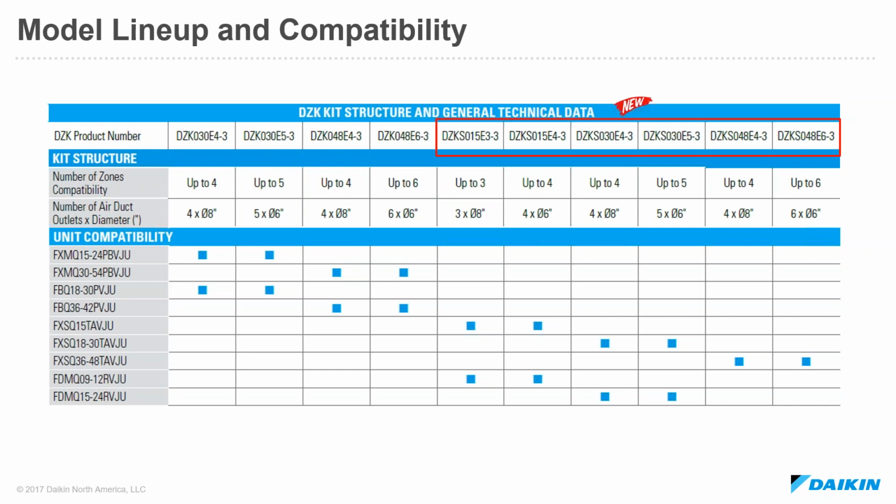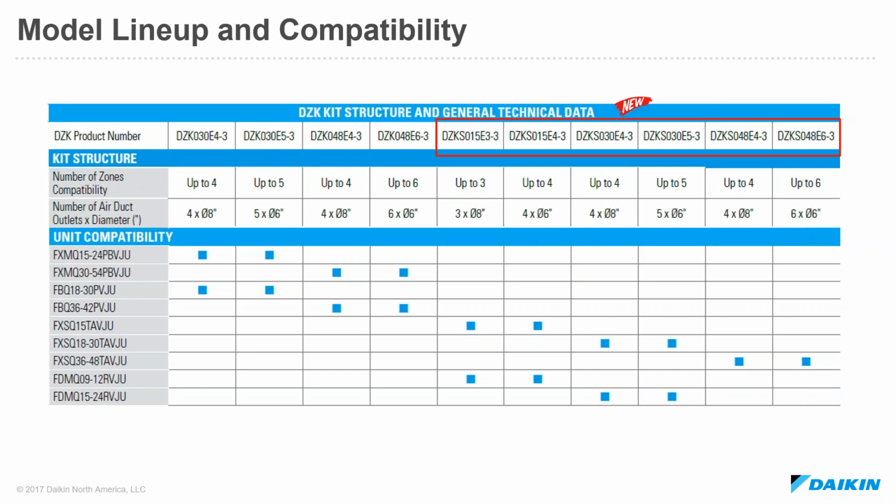The DZKS 015 can be used with either 3 outlets or 4 outlets. The DZKS 030 can be used with either 4 or 5 outlets. And then that DZKS 048 can be used with either 4 or 6 outlets.